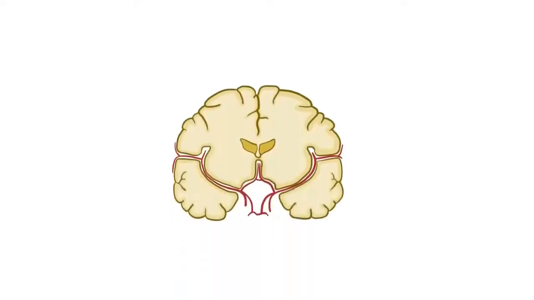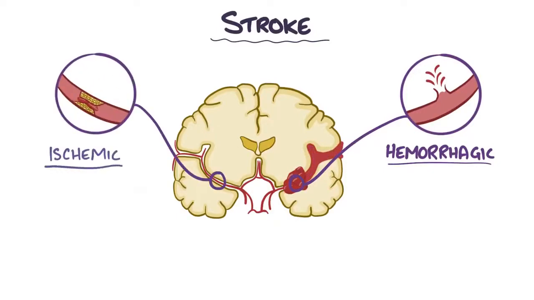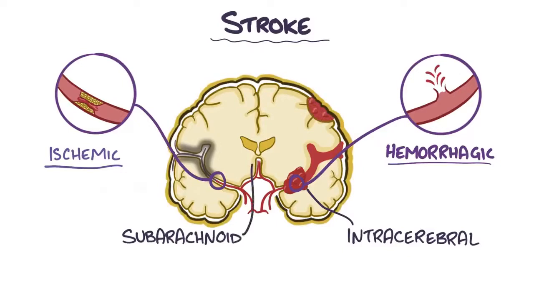There are two main types of stroke: a hemorrhagic stroke, which occurs when an artery ruptures and bleeds within the brain, and an ischemic stroke, which occurs when an artery gets blocked. Hemorrhagic strokes can be further split into two types: an intracerebral hemorrhage, which is when bleeding occurs within the cerebrum, and a subarachnoid hemorrhage, which is when bleeding occurs between the pia mater and the arachnoid matter of the meninges, the inner and middle layers that wrap around the brain.